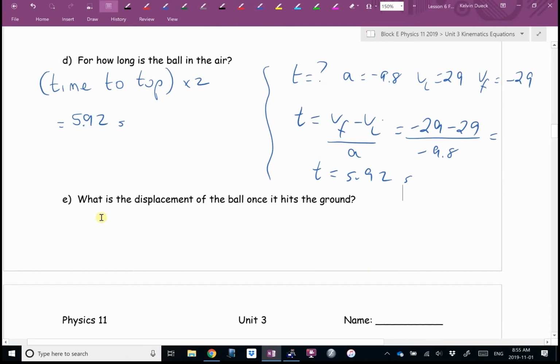E. What's the displacement of the ball once it hits the ground? Your hint is it's a trick question. How high was it when it started? If we started on the ground, what was our initial height? 0? How high are we when we finished? As a number exactly, please? The displacement of this ball is 0.